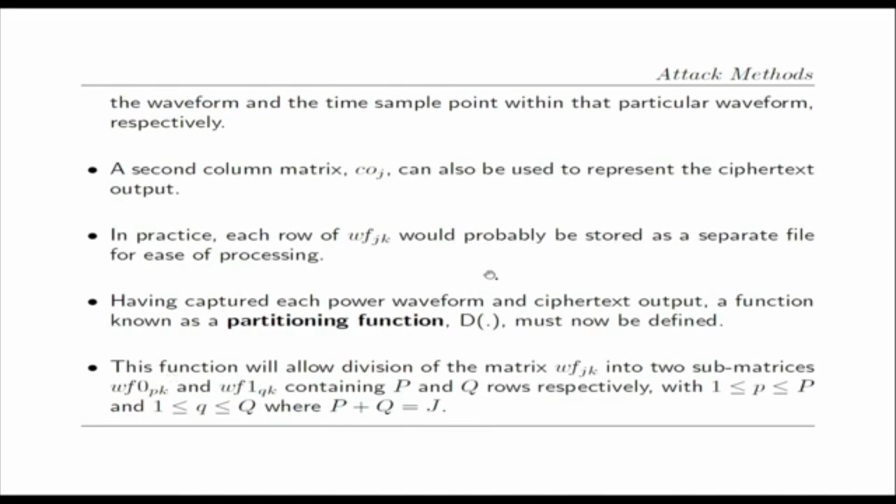Okay. So, now we partition this matrix into the rows. These are the rows WF0,k and WF1,k, and suppose there are P rows which have 0 for k and Q rows which have 1 for k, such that P plus Q is equal to J. So, we apply the partition function, which is denoted by D. It will partition the matrix into two sub-matrices, this and this.